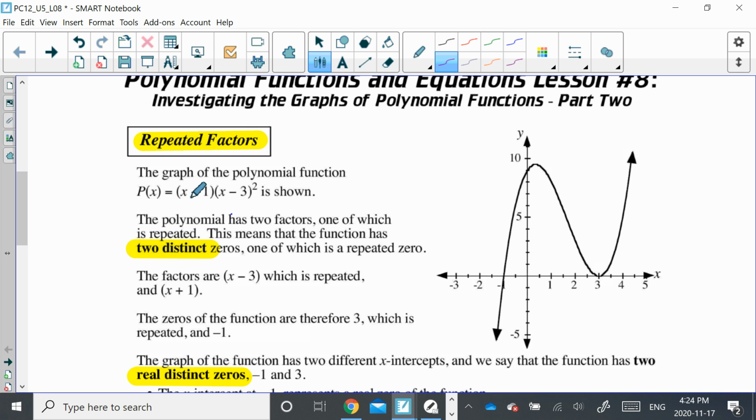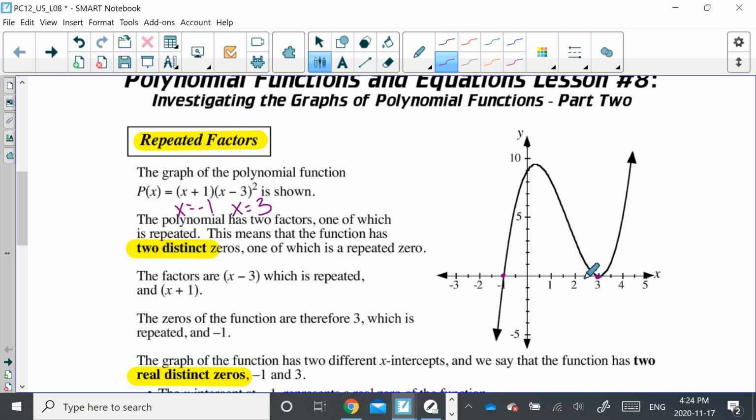What are the x-intercepts? So this factor here, x plus 1, has an x-intercept of -1, which would be that guy right there. This factor here, x minus 3, has an x-intercept of x is equal to 3, which corresponds to that point right there.